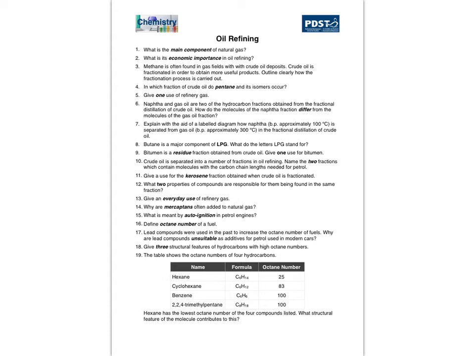Three structural features of hydrocarbons with high octane numbers. They have short chains, they are branched, and they generally have a cyclic structure. The table shows the octane number of 4 hydrocarbons. Hexane has the lowest, and what structural feature of the molecule contributes to this? Well, hexane, it's long, it's a straight chain, and it has no branches. Whereas if we have a look at, I know this is question 20, cyclohexane, cyclo, the hint is there, it's a circle. Benzene is also a cyclic structure. And 2,2,4-trimethylpentane, it's a shorter structure and there's a lot of branching.